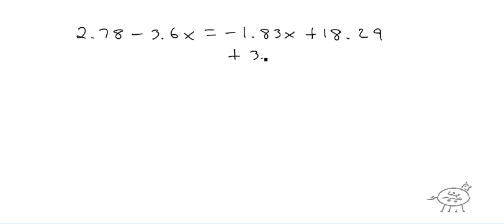2.78 minus 3.6x equals negative 1.83x plus 18.29. Okay, no big deal. I'm going to add 3.6x to both sides. And again, it doesn't really matter how you do it, as long as you're consistent here. So I'm going to move the 3.6 over, and I'm going to subtract 18.29 from both sides.